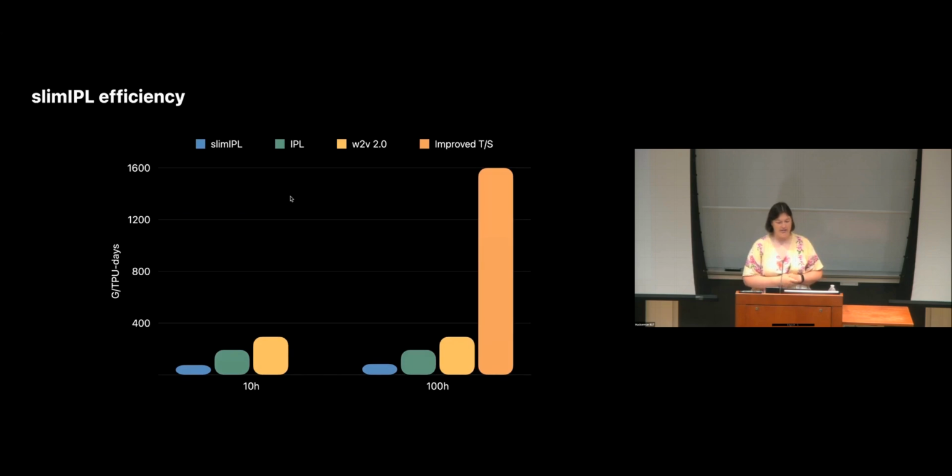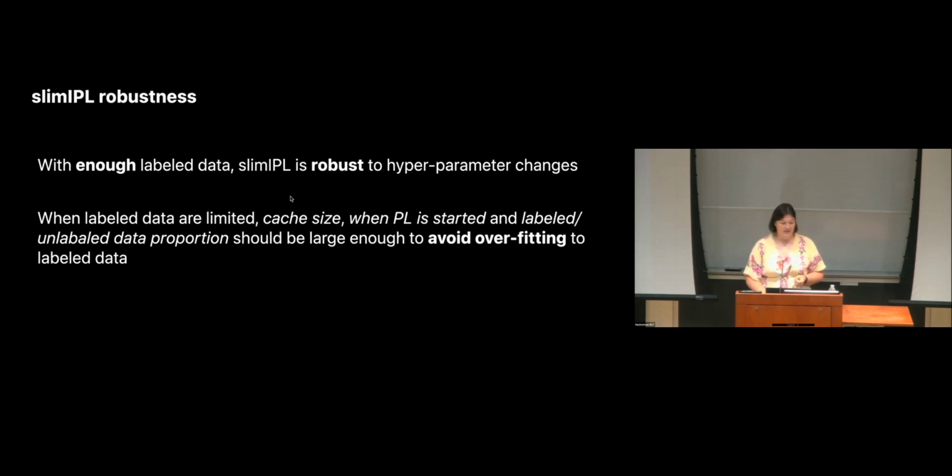So how about efficiency now? Because we have this probability of going to the cache, you also removed the beam search. Here is a comparison of GPU and TPU days to get this state-of-the-art result, compared to wave2vec, and also compared to previous algorithms. So it's way more efficient. Now, as I said, CMIPL is very robust. If you have enough labeled data, then it's very robust to hyperparameters. You can change whatever, and it's stable, giving you very close results. And if you have limited data, you need to be a little careful about the proportion and the cache, but that's simple to tune.